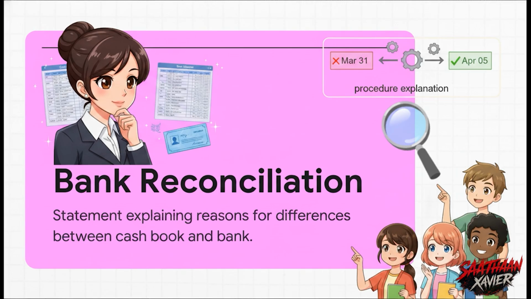Imagine you write a check to a supplier on March 30th and you deduct it from your cash book, but the supplier doesn't actually cash it at the bank until April 5th. On March 31st, your records and the bank's records are not going to match. The BRS is simply the procedure to systematically explain these timing differences, fix any mismatches, and figure out exactly what your true bank balance is.